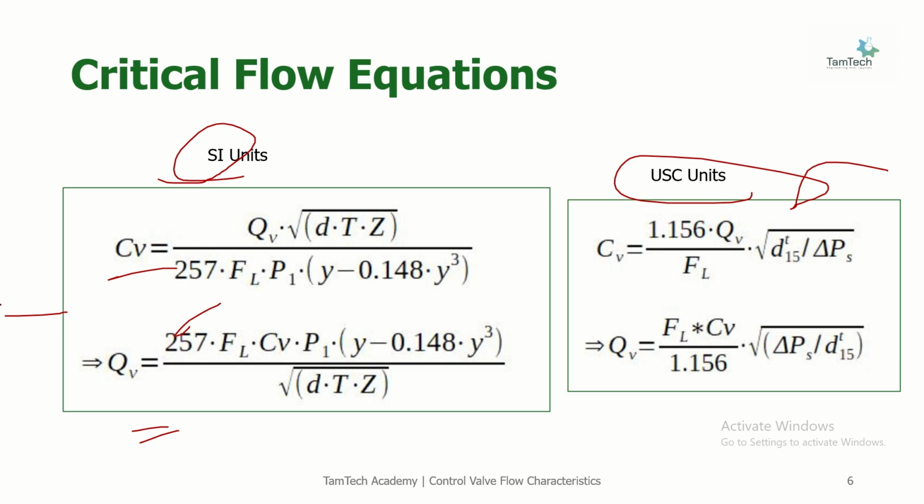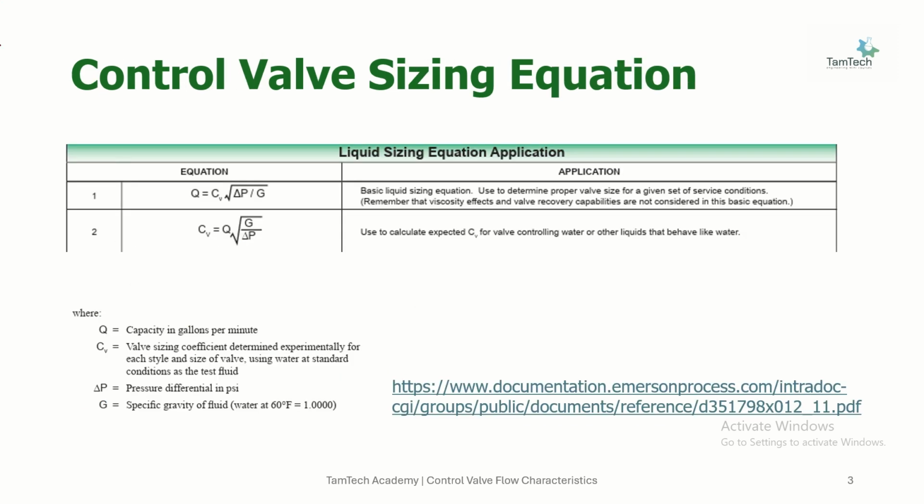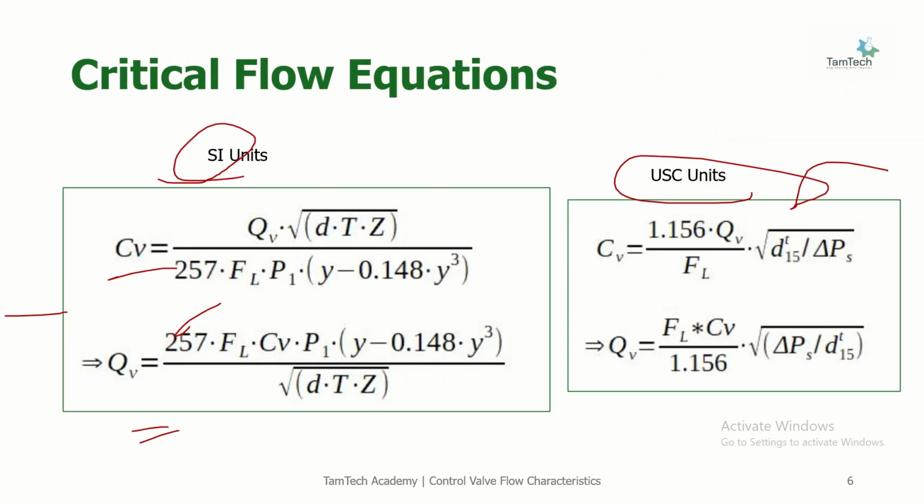So this is the main principle, or let's say the simulation background equations. For the US customary units, you have these equations you can use. It's actually inherited from the basic liquid sizing equation that I showed you before, which is this equation. After this one, they have added some characteristics in order to make it more definite for the SI units, and for the US units as well.